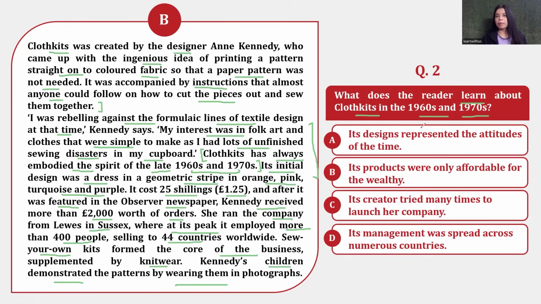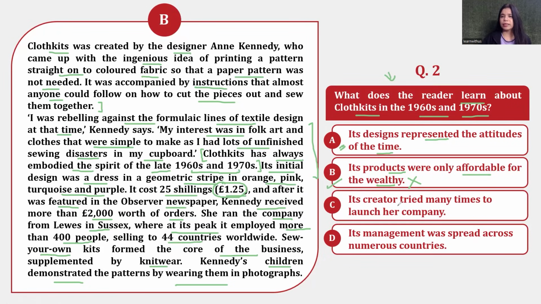All right. Coming back to the question, it says, what does the reader learn about cloth kits in the 1960s and 1970s? Option A says its designs represented the attitudes of the time. Option B, its products were only favorable for the wealthy. Well, this can be crossed out, this can be eliminated. We can't say that only wealthy could afford it because here they are talking about just a very meager cost of 1.25 euros. So it's not like only wealthy could afford it.